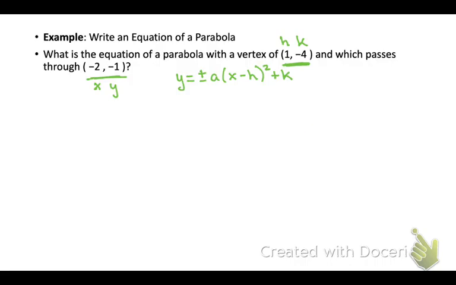Plug it in. So what's y? Negative 1. Negative 1 equals, don't worry about the plus or minus. Your math will tell you. And what's x? Negative 2, plus 4. That's your h squared, negative 4. So again, helpful hint, add your 4 over first, because you won't try to do stuff wrong.